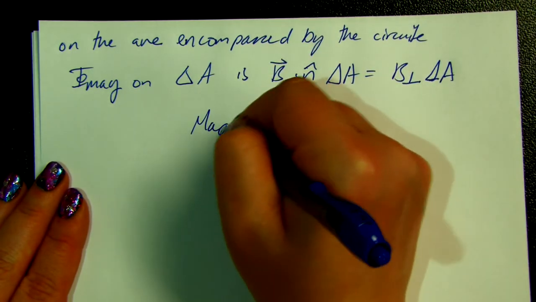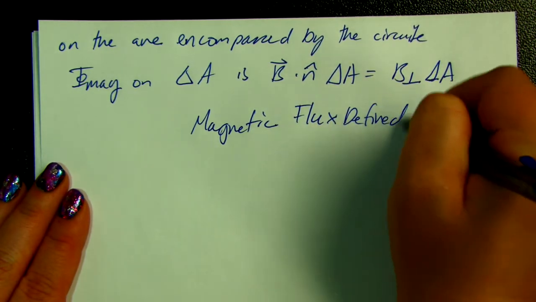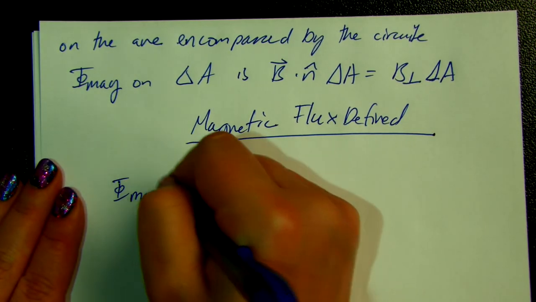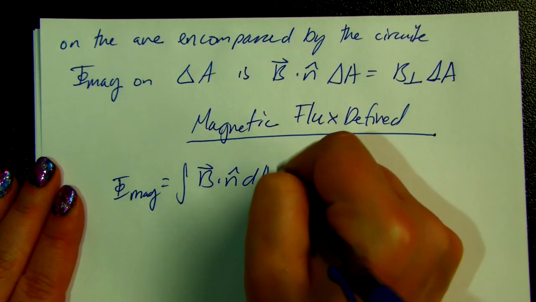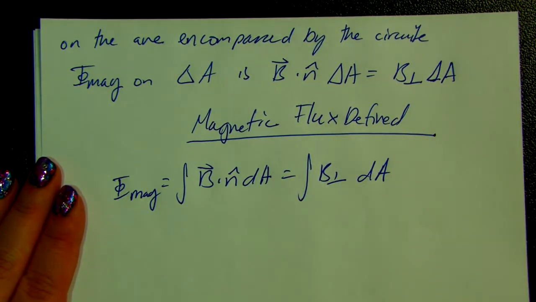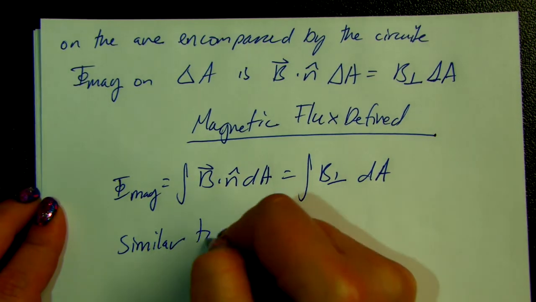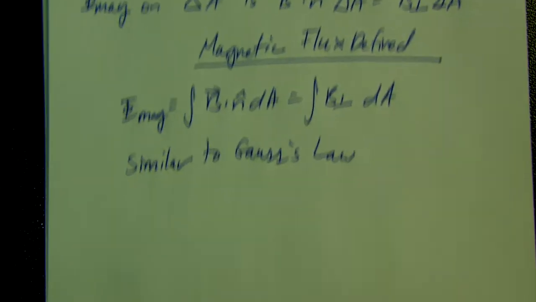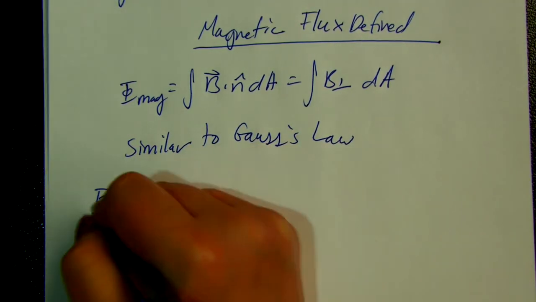Now we'll formally define magnetic flux. So magnetic flux defined is equal to the integral of B dot n hat dA, which is equal to B perpendicular dA. Very similar to Gauss's law. Okay, so let's do an example.